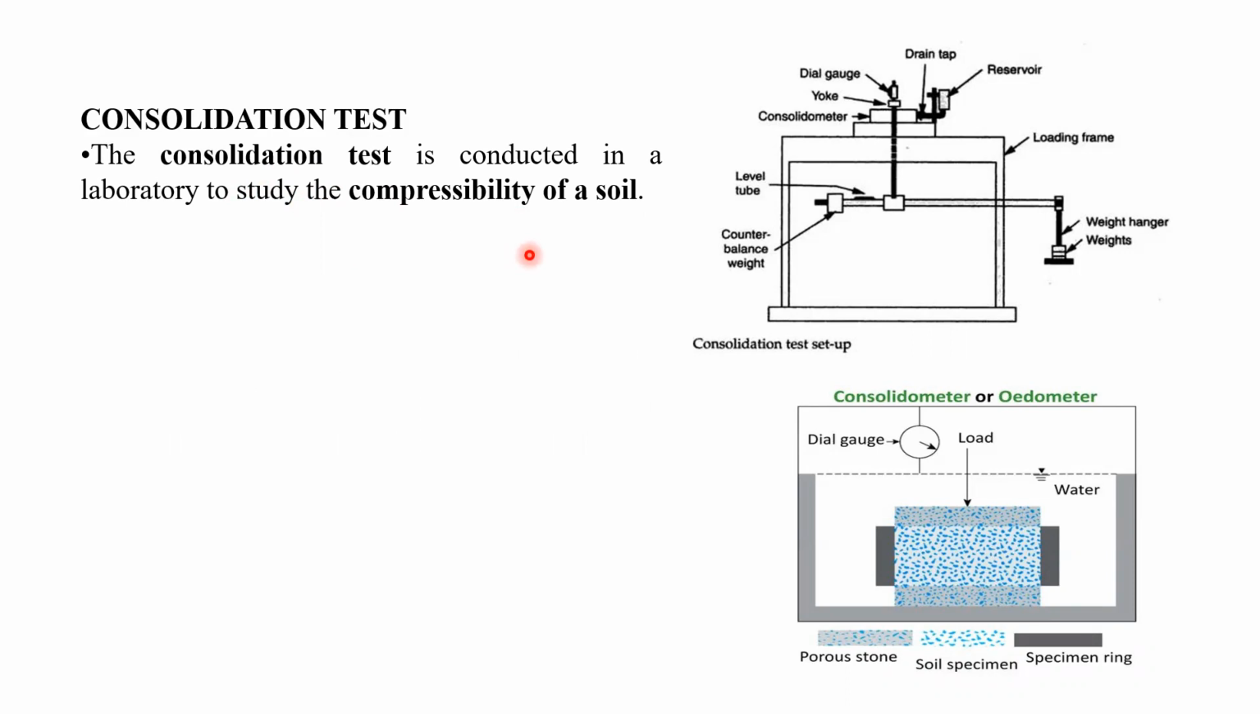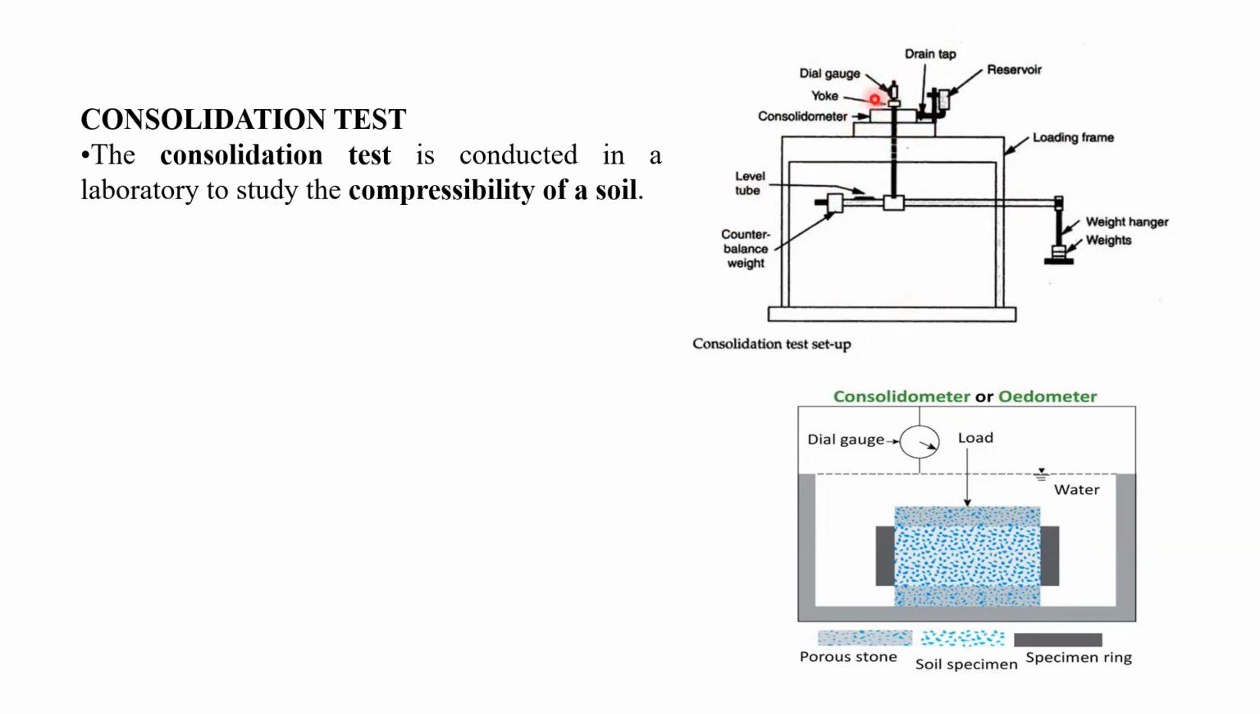Once it is going to compress, definitely the consolidation or settlement of a structure will take place. So now we can see this apparatus. This apparatus is also available in our laboratory. Here we can see the consolidation test apparatus. The top part here is called the consolidometer or oedometer. This is the yoke, and the dial gauge is also fixed here.